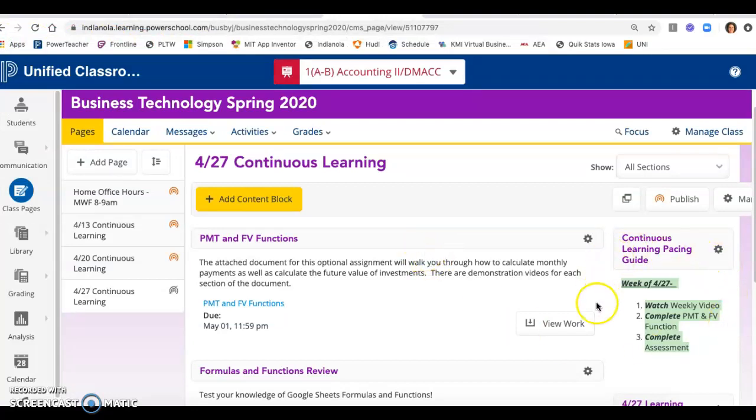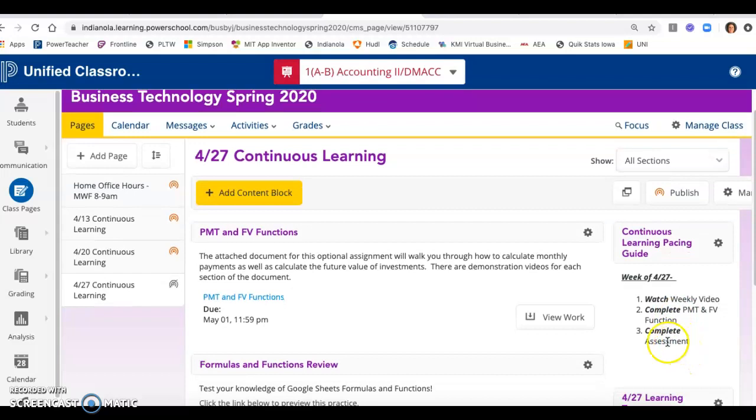So that's our to-do list over here on PowerSchool: the video, the function assignment, and then our little assessment. And that is it for this week.